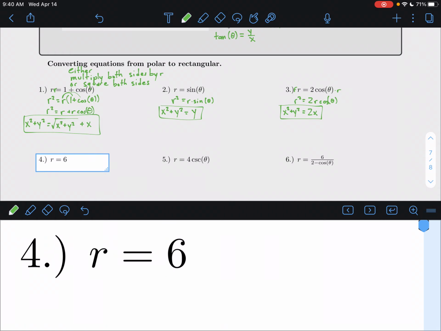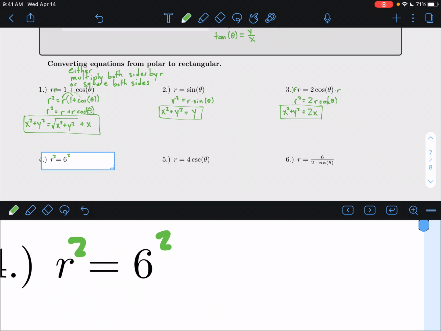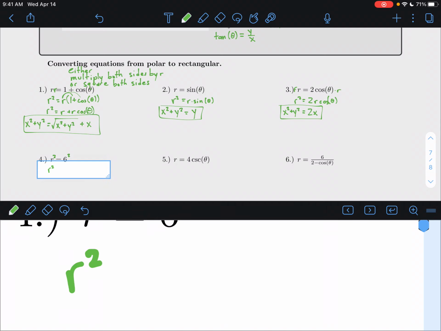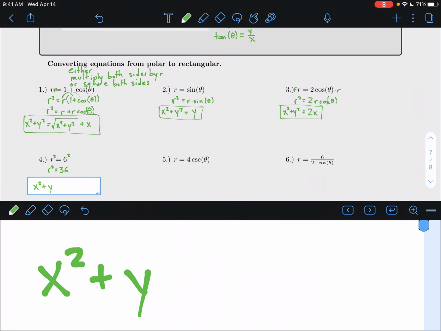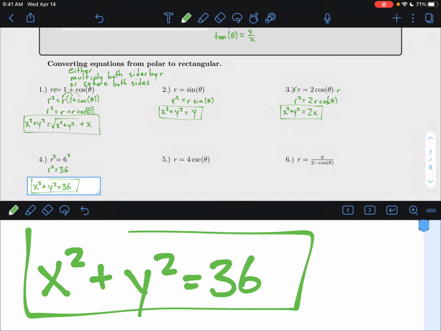On this one, let's see. I could multiply both sides by r here, then I would have r squared equals 6r. Or if I square both sides, I would have r squared equals 36. And I would rather work with 36 than 6r. So I'm going to square both sides. So I have r squared equals 36, and r squared is x squared plus y squared. And there's an equation that's in rectangular coordinates. That's my answer.